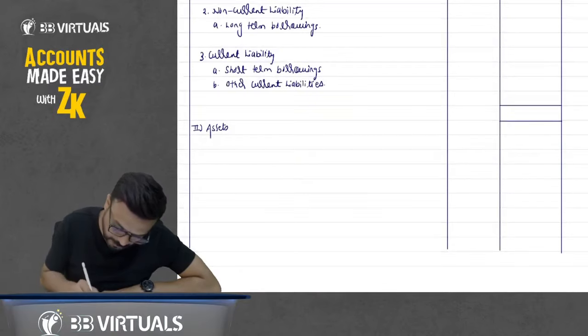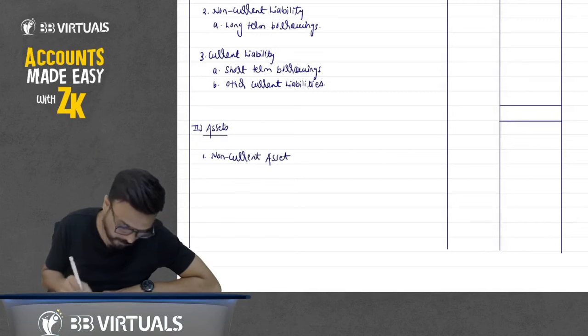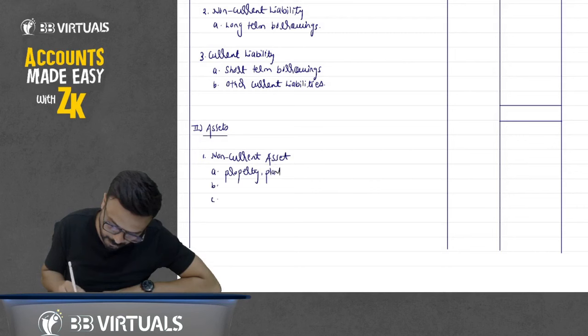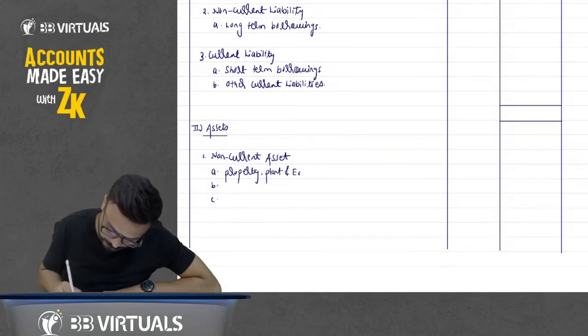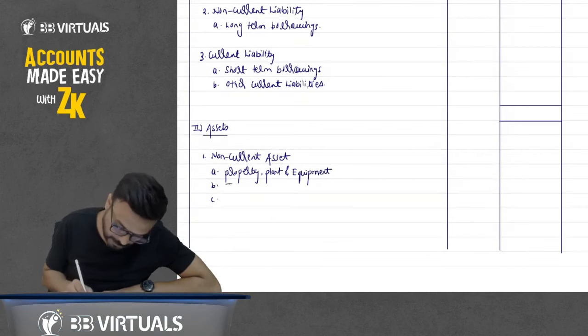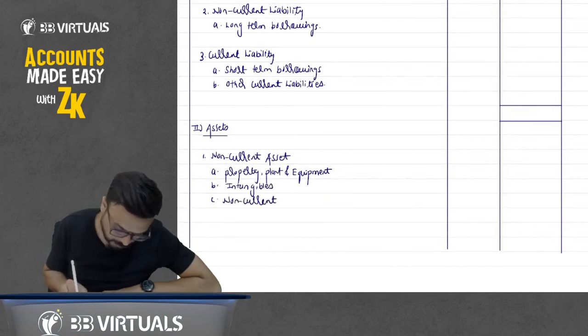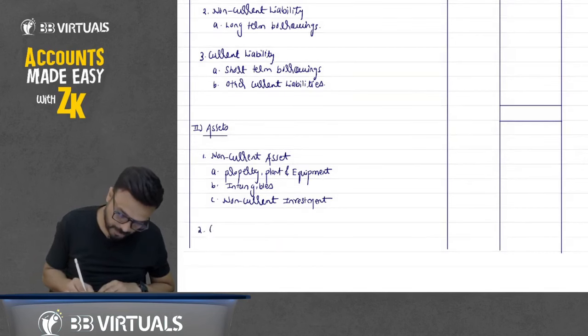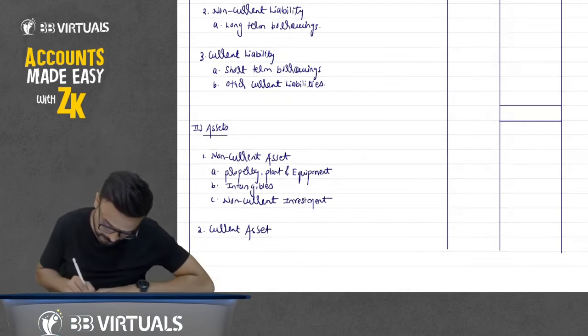Then assets. Okay, write down there non-current asset: property, plant and equipment, intangibles, and then non-current investment. And then write down second point here, current asset. Okay, the bifurcation is not given here in current asset. Just write down current asset.